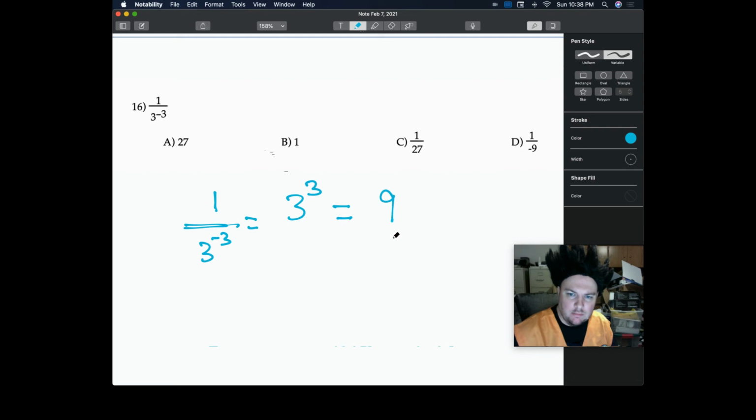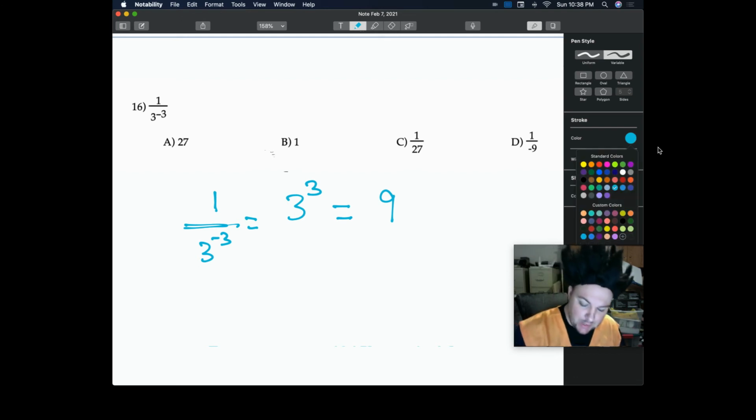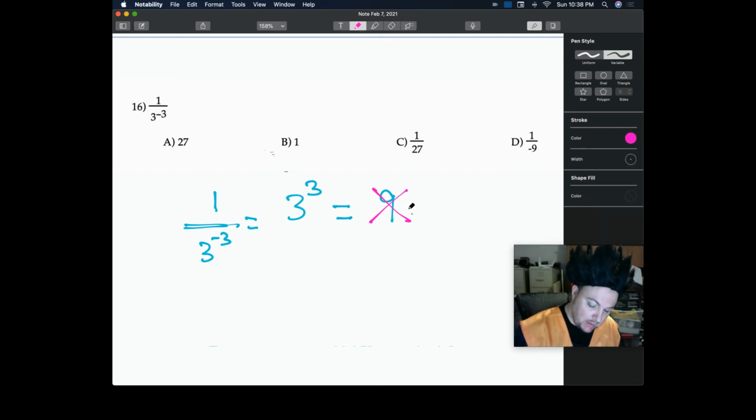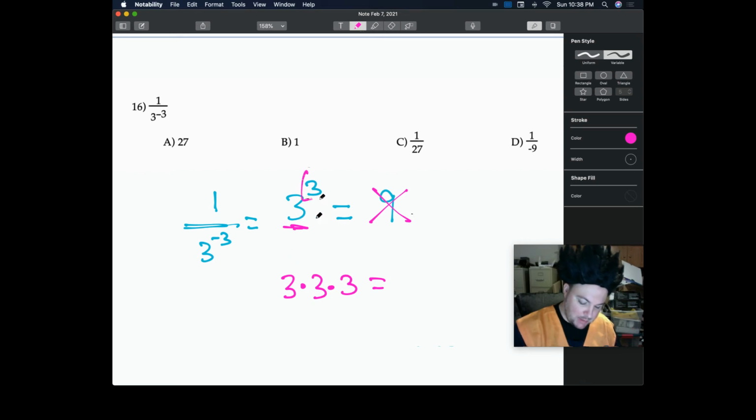But wait, that is not true. It is not 9. Do not think that this means 3 times 3, right? 3 to the third means 3 times 3 times 3, or the base number times itself, whatever the exponent is, in this case, 3 times.